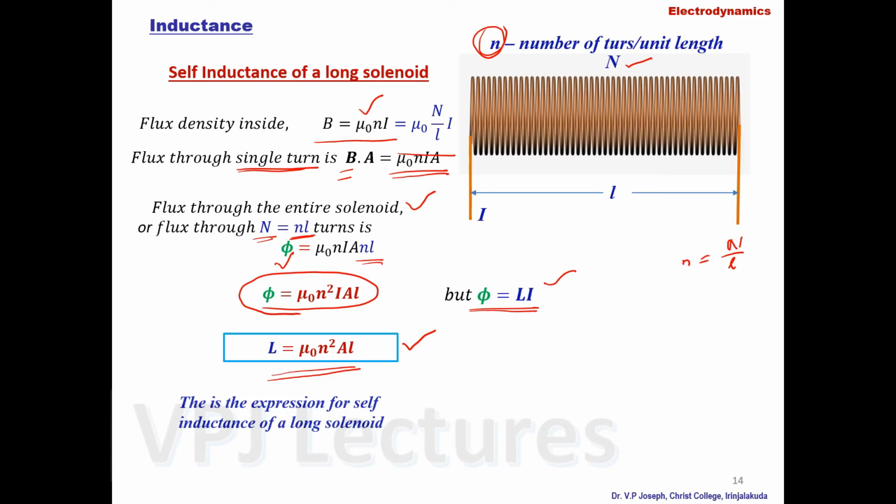So in case we have some material inside in the form of a core for the solenoid, then in place of mu 0 we have to substitute mu, the permeability of the medium within. So L is equal to mu 0 N square Al, and if the area of cross section or radius of the coil is given and length is given with the number of turns, then we are able to find the self-inductance of the coil by simply substituting in this expression.